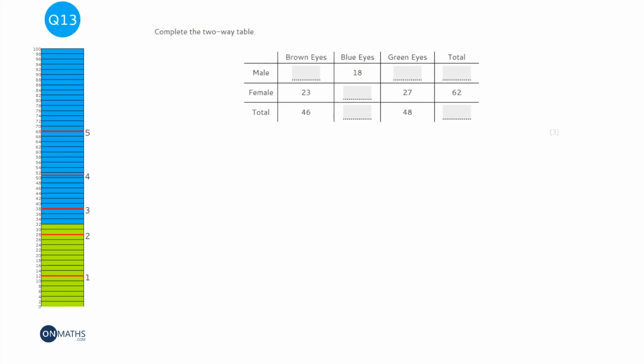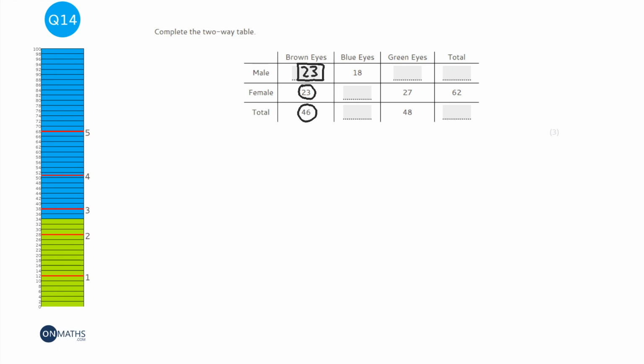With two-way tables, we've got to use the totals to work out the missing numbers. So a nice place to start is this box here. If we have a look, we've got a total of 46 people with brown eyes. 23 of them are female. So all you need to do is 46 take away the 23, and that leaves 23 left over.